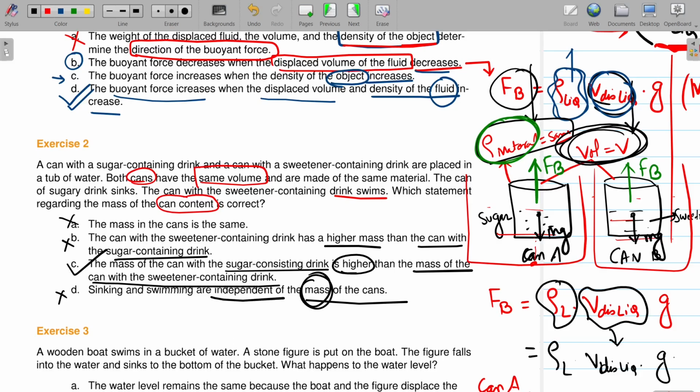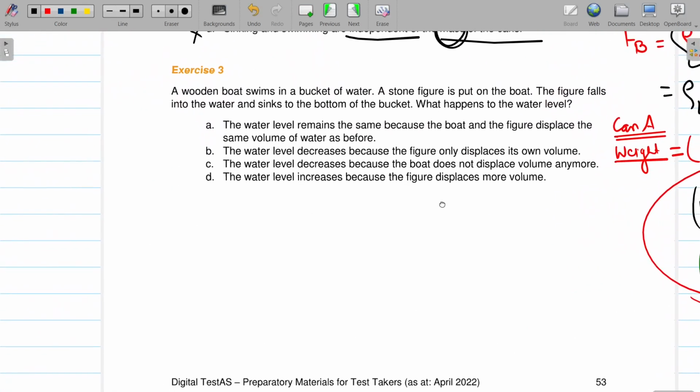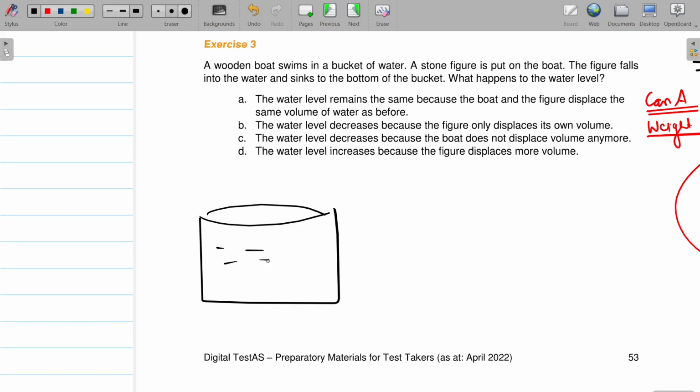That is example number 3. I hope you are getting these questions. A wooden boat swims in a bucket of water. So we have a bucket of water and there is a boat which is swimming. Okay, a stone figure is put on the boat. So there is a stone figure. Remember, this is a stone figure. This is made of stone.